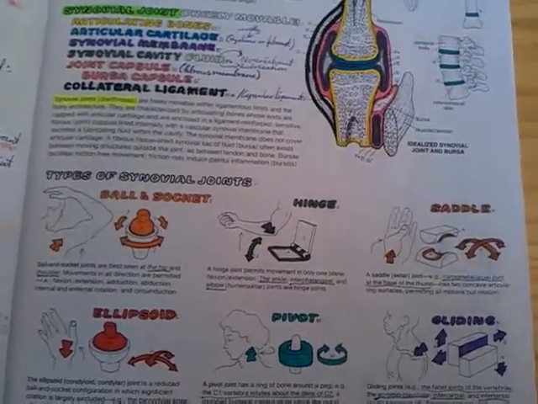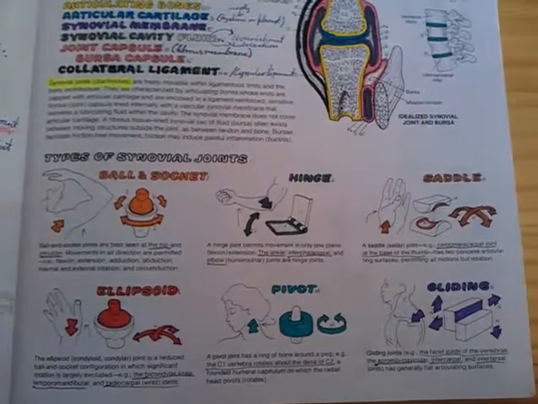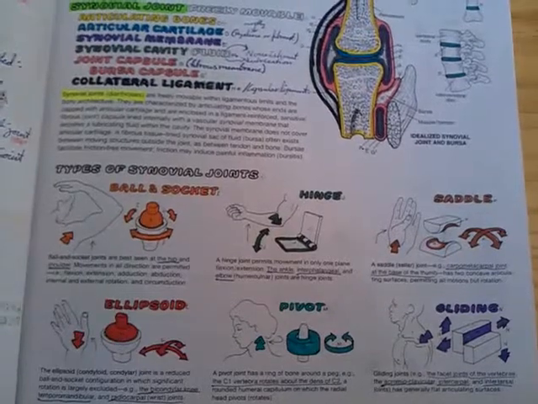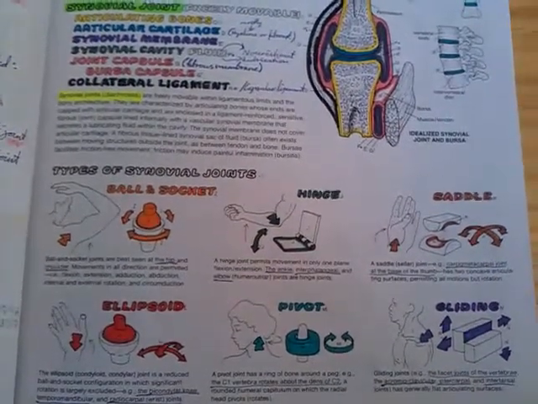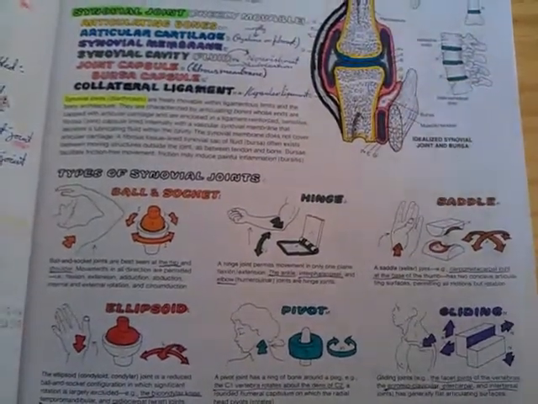Then you have the bicondylar joint, which I don't have on the picture. The articular surface is divided into two convex condyles, articulating with two distinct concave surfaces. Example, the knee joint. Then you will get flexion, extension and rotation.